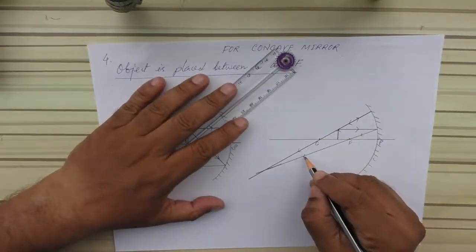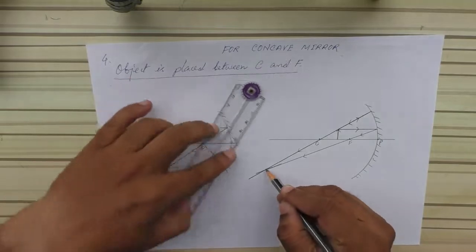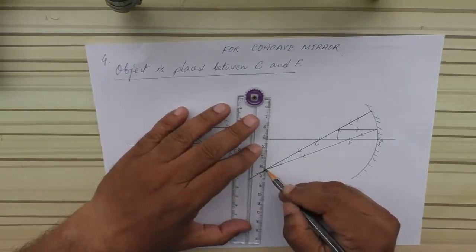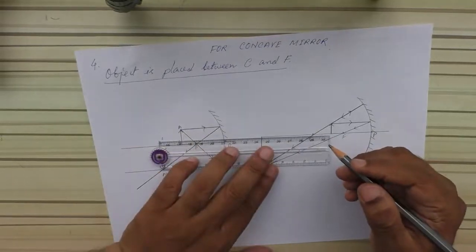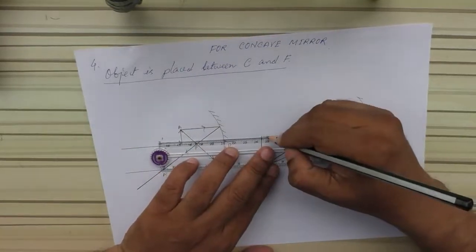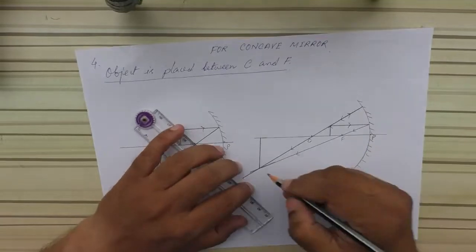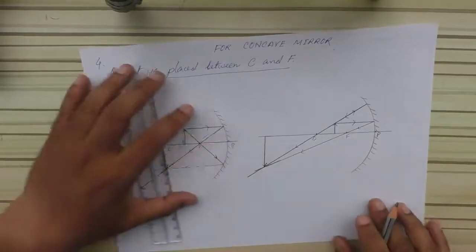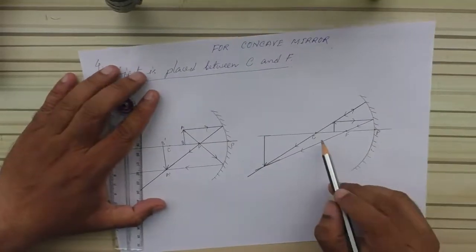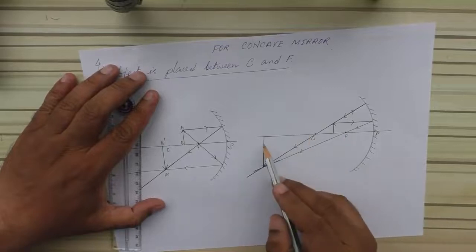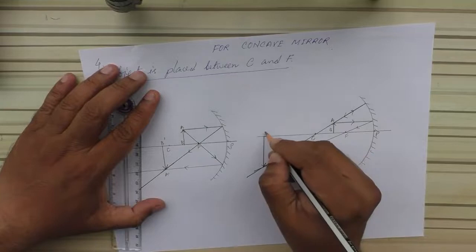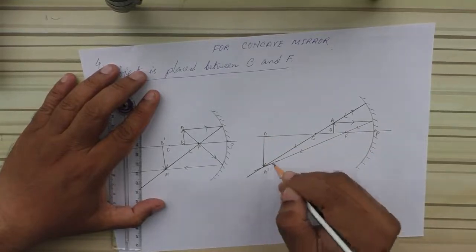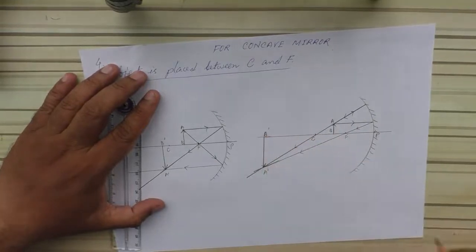So after reflection, these two light rays meet here. At this point, we can draw the image. We have to make a slight extension here, and this is the position of the image. So if object is placed between C and F, image is formed beyond center of curvature. AB is the object and A dash B dash is the image.